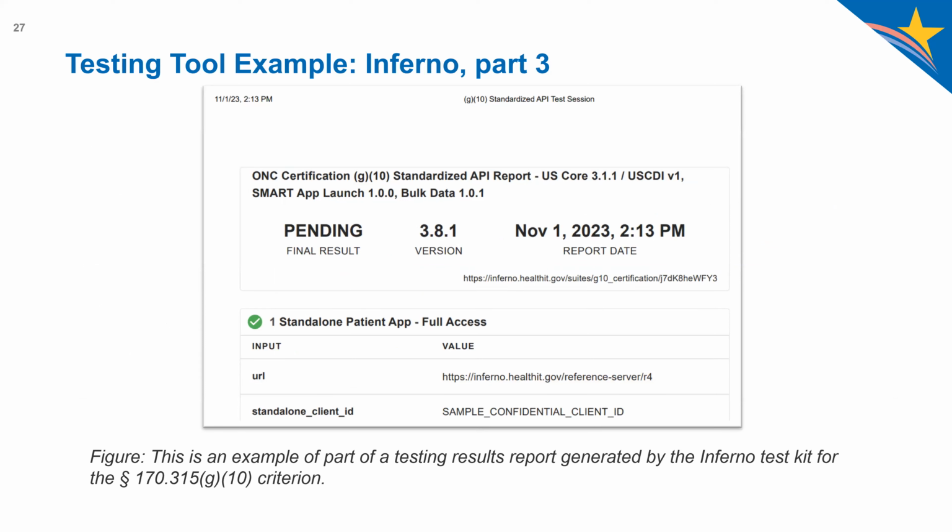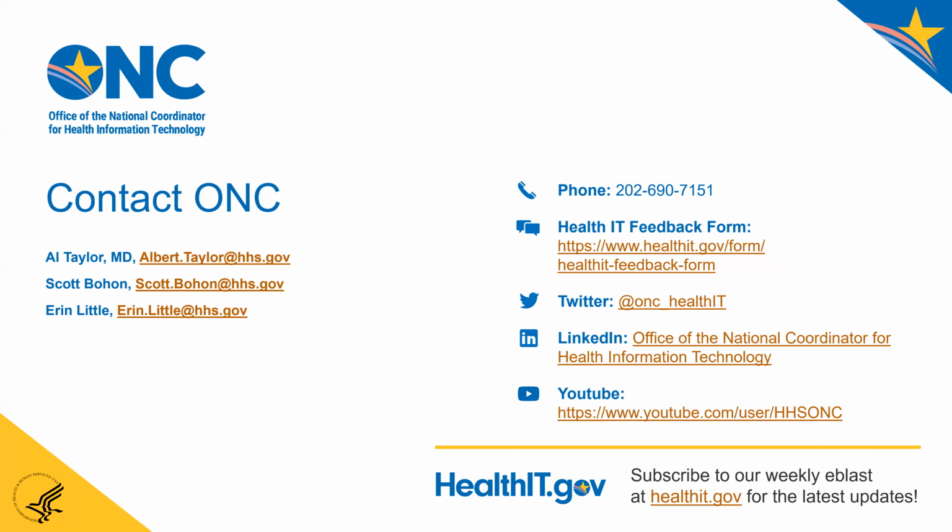this slide is showing an example of part of a testing report generated by the Inferno G10 test kit. And this report includes things such as the test input parameters and the status of the tests that were run. And we can go to the next slide. And I believe that concludes this portion of the presentation. I'll pass it over to Brett for the next part of the presentation.